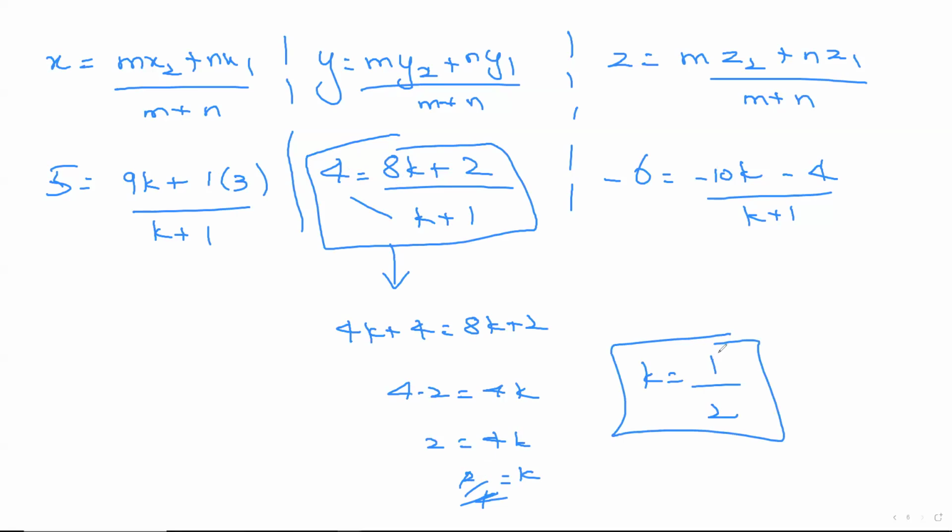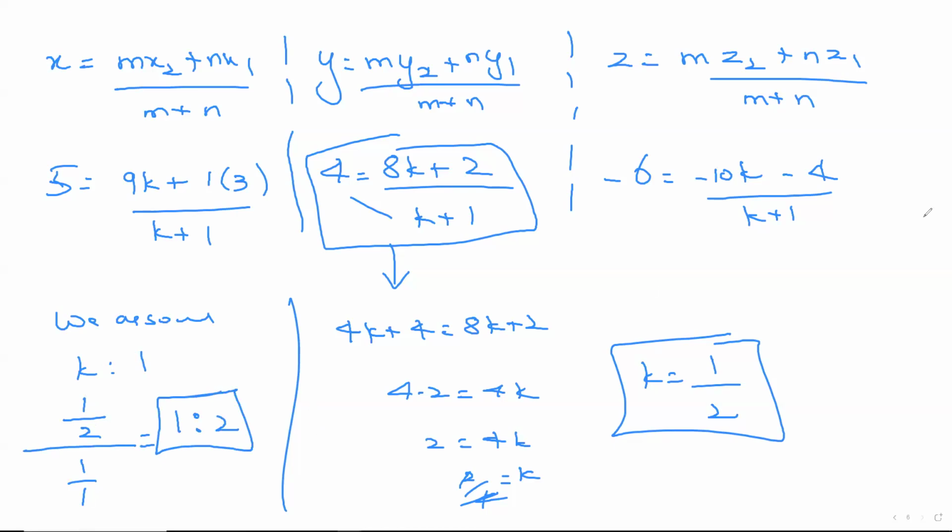I got this. So the ratio we assumed was K is to 1. What is K's value? 1 by 2. Putting it over 1 doesn't make any difference, so the actual ratio is 1 is to 2.